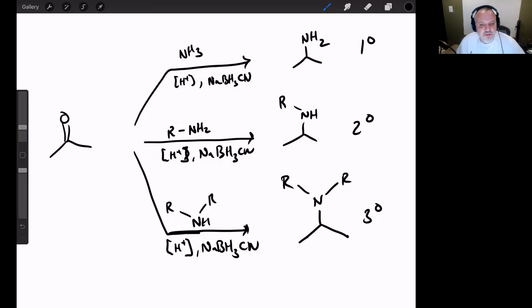So it isn't really a new reaction in the sense that we do already know how to create imines and enamines, but we're going to add the selective reducing agent, sodium cyanoborohydride, and that does selective reduction of the imine group. So that's reductive amination.